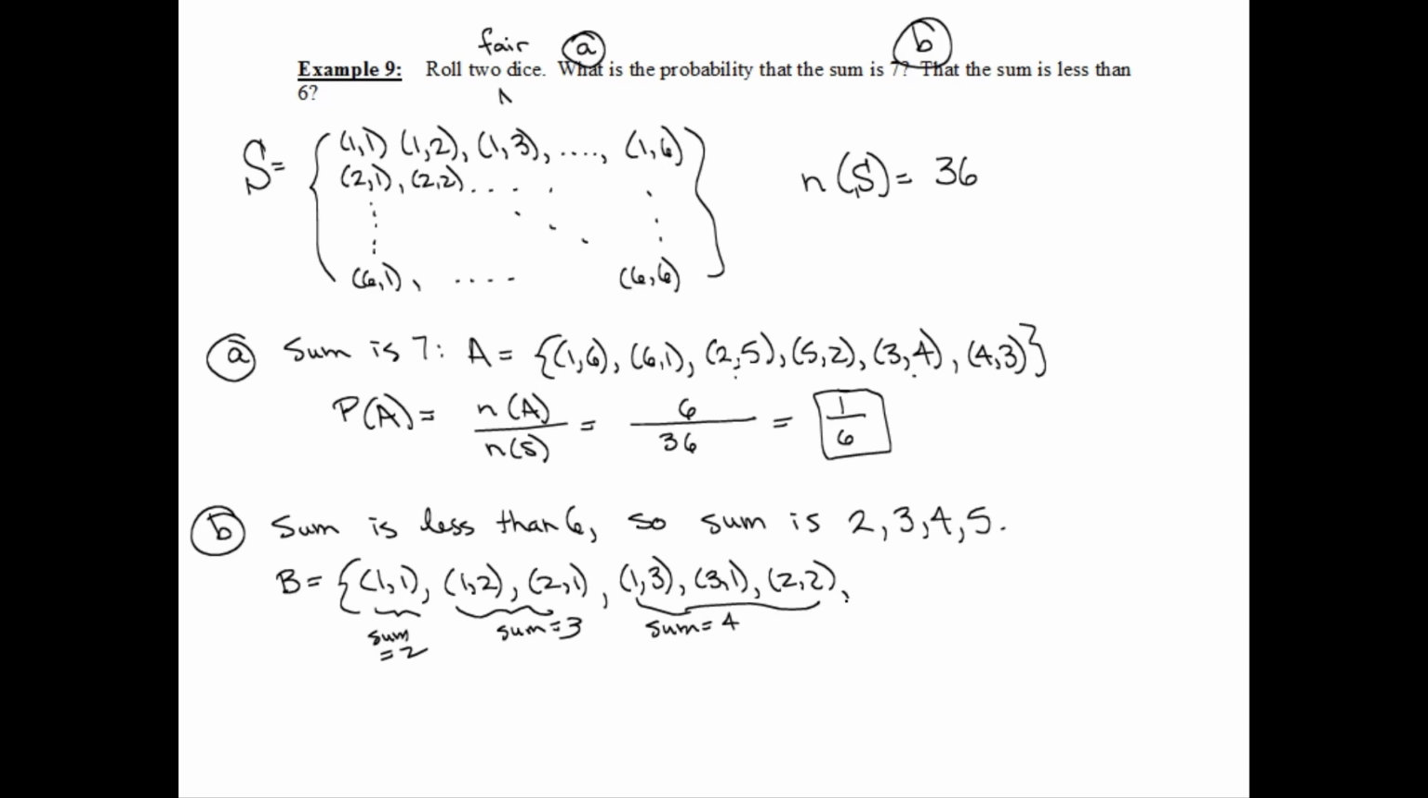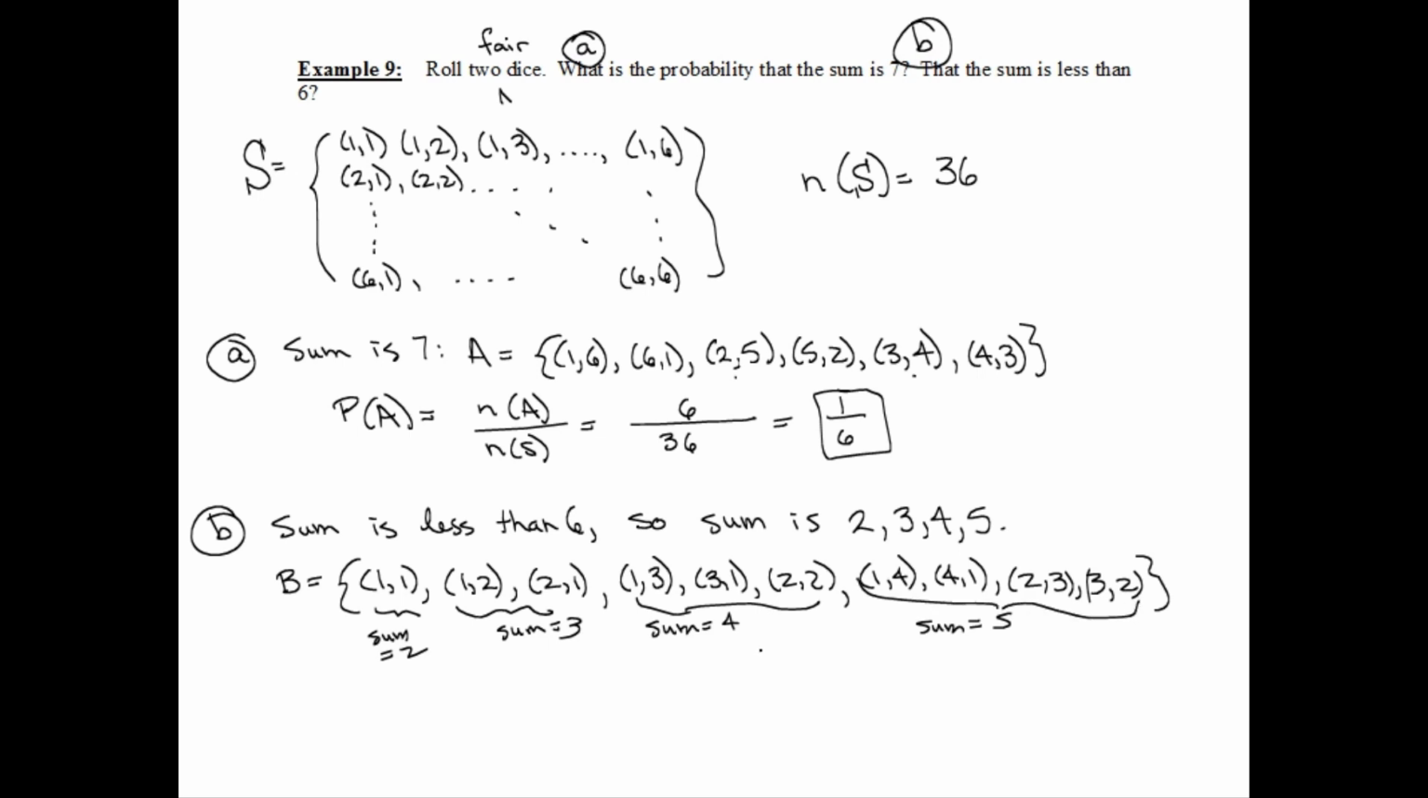And now we want to get the sum of 5. So 1, 4, switch the order, 4, 1. Then move to 2, so we get 2, 3. Switch the order, 3, 2. Make sure you put your parentheses so they're ordered pairs. Those are the only ways to get a sum of 5.